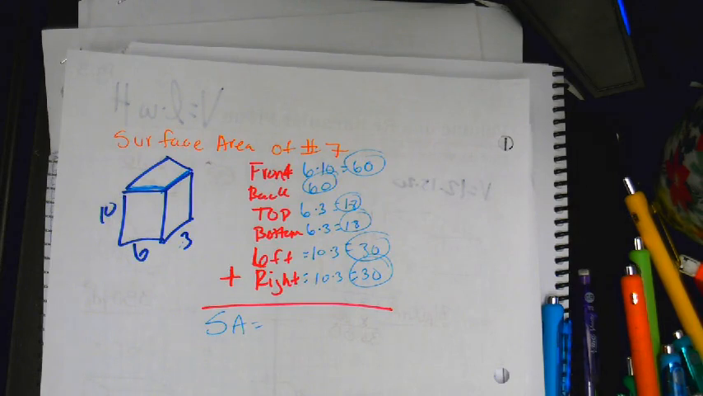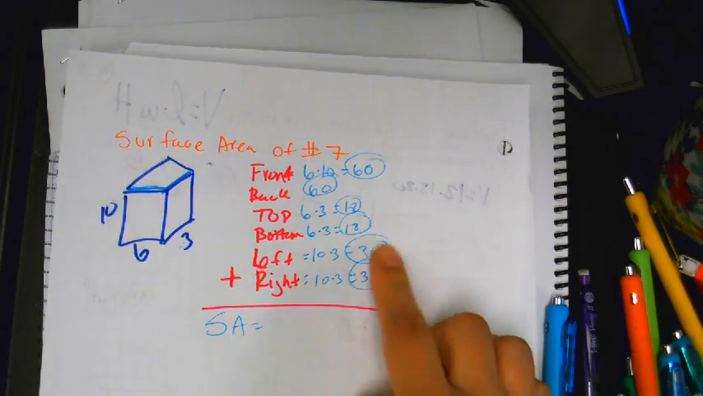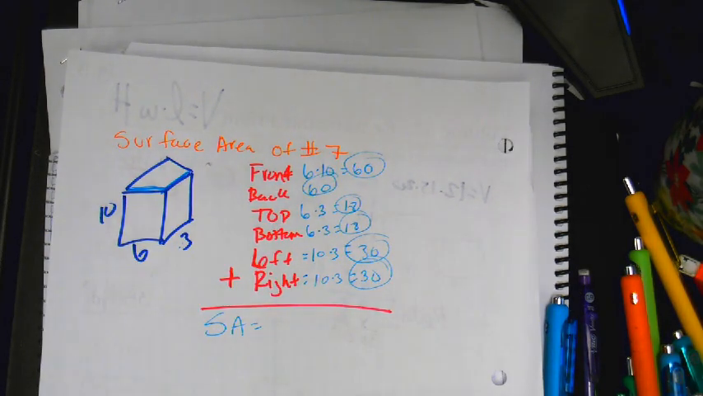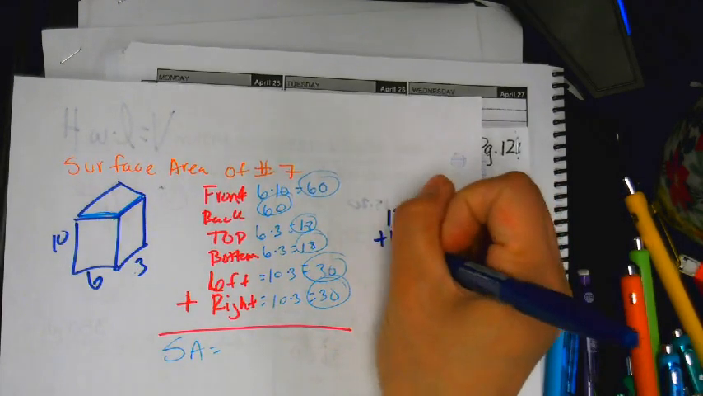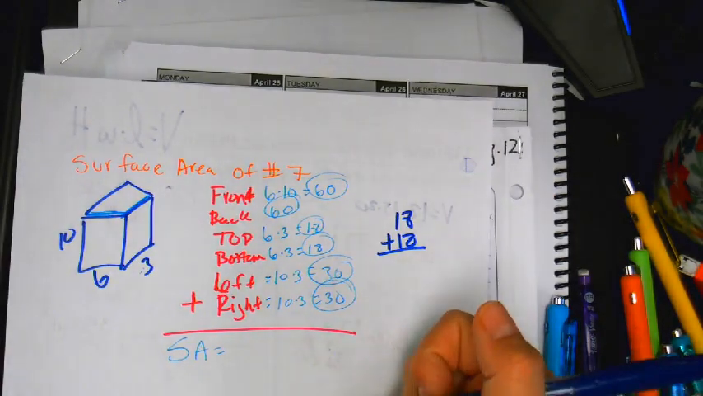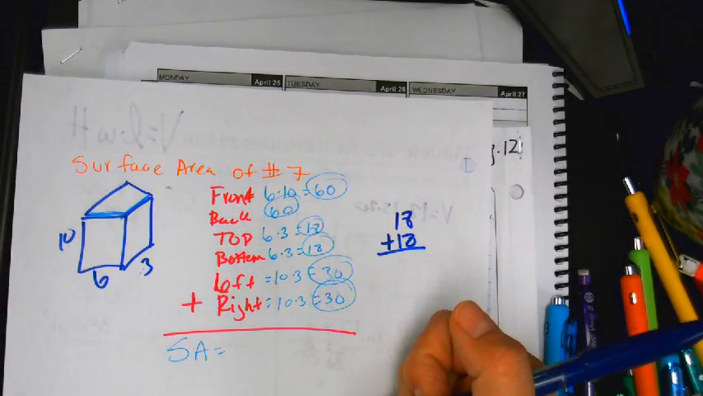Front and back. I don't think I got the right answer. Well, I got 210. We'll add 60 plus 60, 18 plus 18, 30 plus 30. She got 210. Well, what's 16 plus 16? You mean 18? Yeah, you said 16 plus 16.